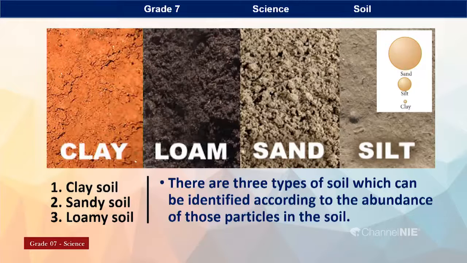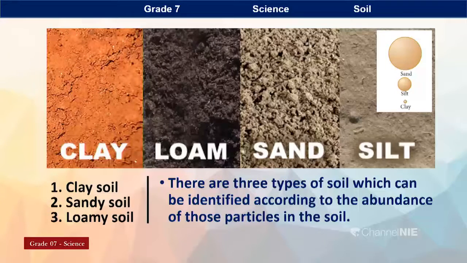Now, clay is mostly in red color. Loamy soil, that is black. Sand, it is very easy to identify. Two types of sand we can get: beach sand and river sand. Beach sand particles are a little bit smaller than the river sand. It does not matter, they have the same texture and property. Then the silt is there.